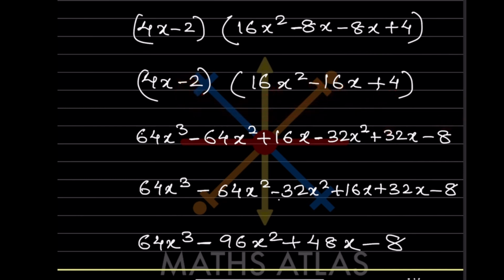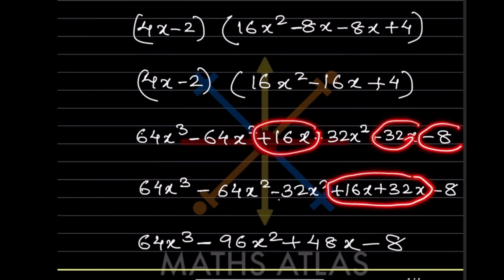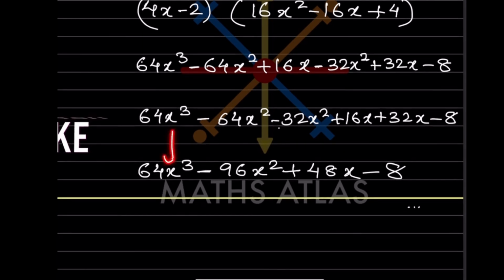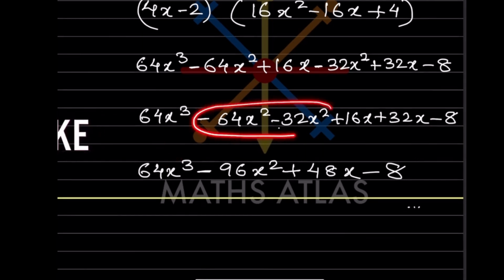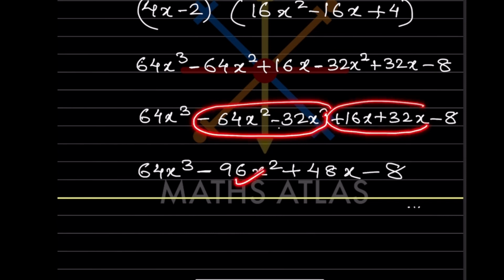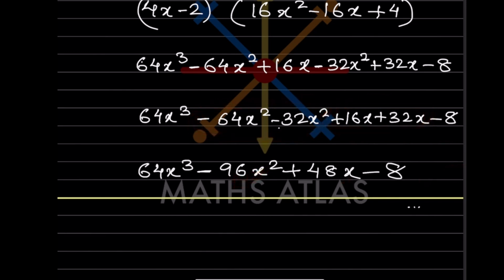Hope you got this one. So this is going to be x cube, here 64x square, and then again here we have one more x square, so that will be here, then x and x, that should be together over here, and this constant is here. So this is only once. So when you take this one, so what will you get here? Minus 64 minus 32. So that is going to be minus 96. Here plus 48x, and this is minus 8. So this is the answer.